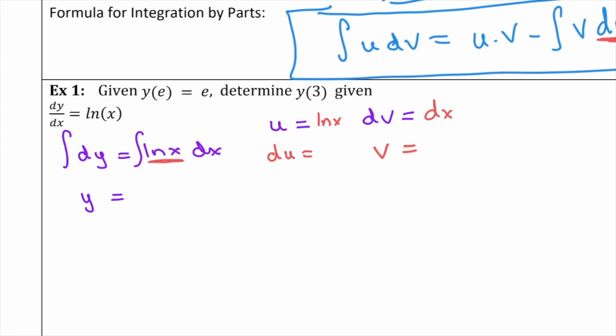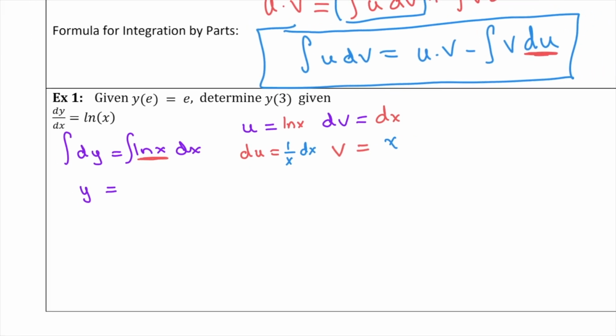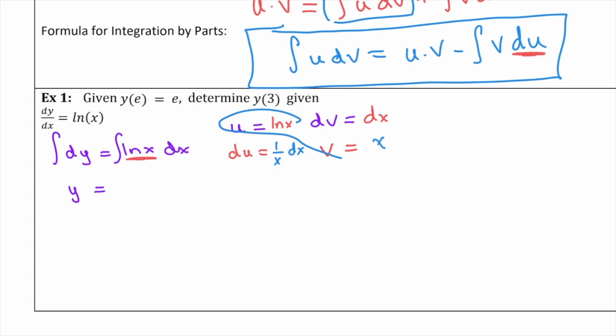All right, so now, what is the derivative of the natural log of x? That's 1 over x dx. What's the antiderivative of dv? That's going to be equal to x. If we follow our formula, u times v, so that's going to give me x natural log of x, minus the integral, you still have an integral here, of v times du. So that would be x times 1 over x dx. But wait, x divided by x is 1.